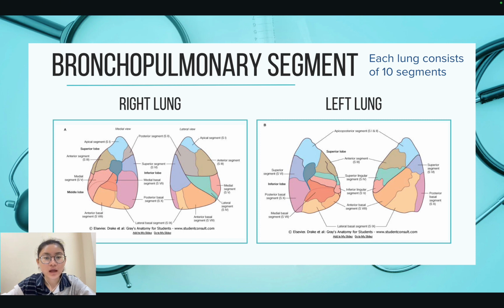Let's look at the right lung. The superior lobe consists of the apical segment, posterior segment, and anterior segment. The middle lobe consists of the lateral segment and medial segment, while the inferior lobe consists of the superior segment, medial basal segment, anterior basal segment, lateral basal segment, and posterior basal segment. Now look at the left lung. The left lung only has two lobes, which are the superior lobe and inferior lobe. The superior lobe consists of the apicoposterior segment, anterior segment, superior lingular segment, and inferior lingular segment. The inferior lobe of the left lung actually has the same content as the right lung's inferior lobe.